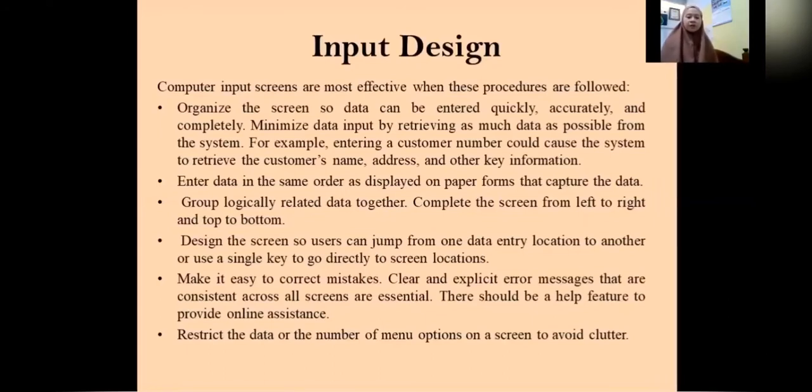Five, make it easy to correct mistakes. Clear and explicit error messages that appear on the screen are essential. There should be a help feature to provide online assistance. Six, restrict the data or the number of menu options on a screen to avoid clutter.